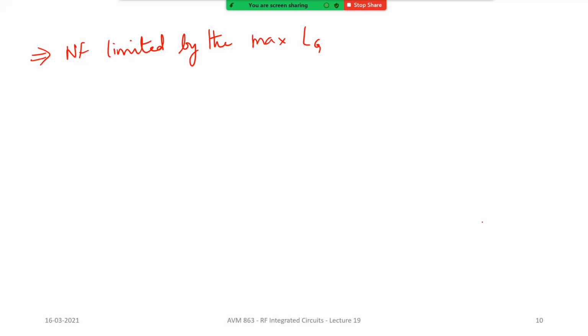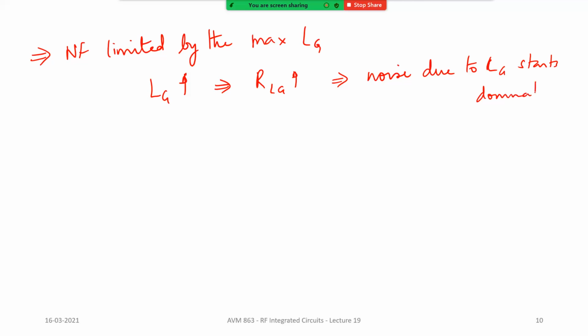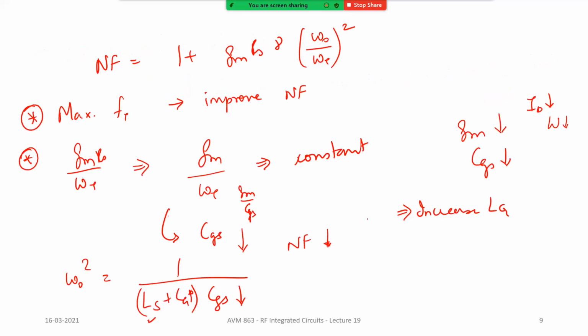So usually you reach a limiting value where you can't go beyond a certain point, and as Lg increases, the R of Lg also will increase, okay, for a constant Q, right? Which means that the noise due to Lg starts dominating. So there is a trade-off there. So you have to draw the line at a certain point. Now let us look at one more aspect.